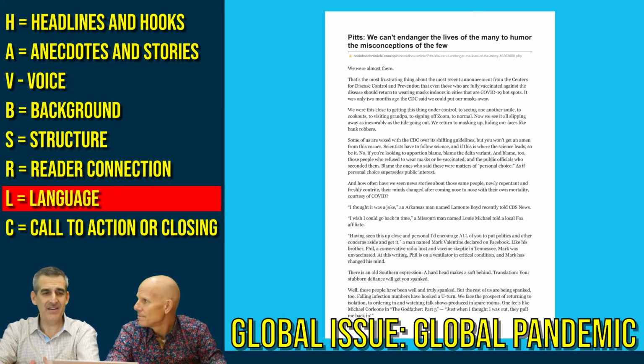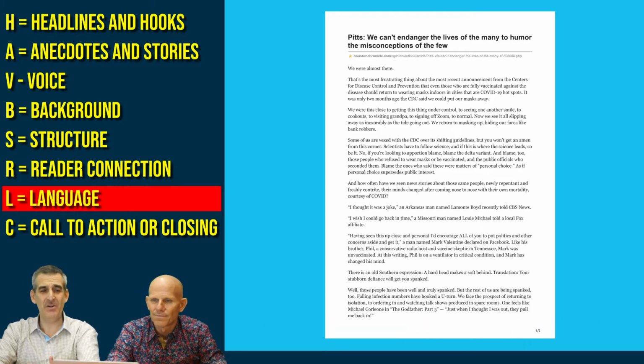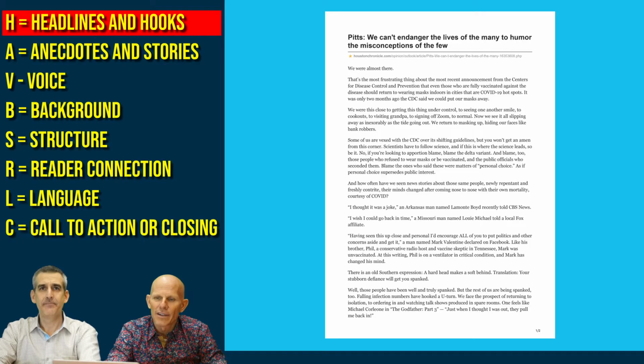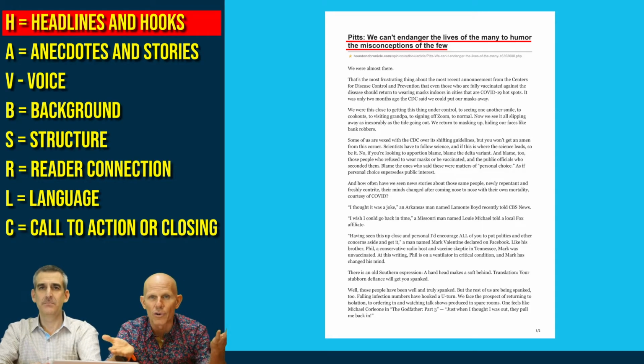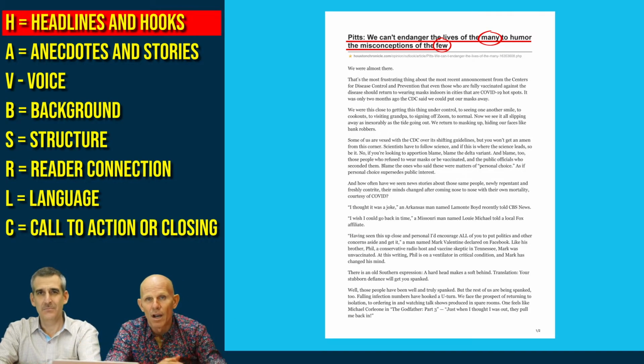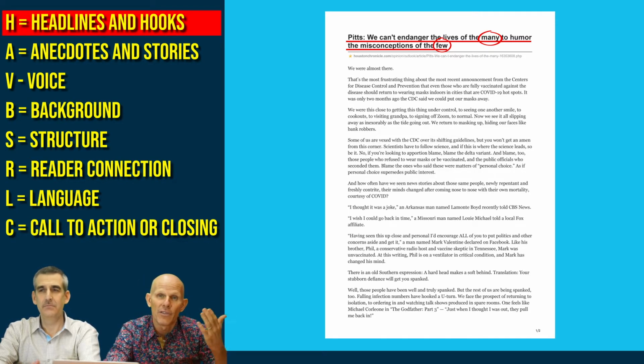We've all lived through the pandemic together. This is one that many people can relate to. What do you notice about the headline of the hook, Mr. Giles? Well, I notice, again, he's saying we can't endanger the lives of many to humor the misconceptions of the few. We see this sort of contrast between many and few. And he's really saying that there's few people who are misconceived. Again, he's giving us his claim that people that are hesitant to the vaccine are really misinformed.